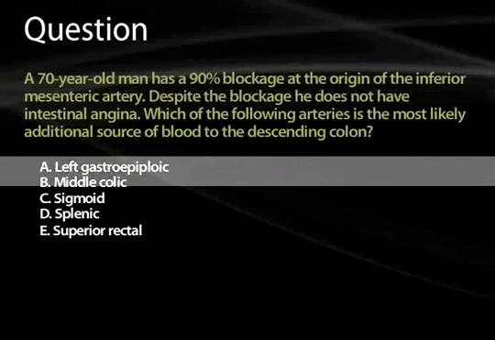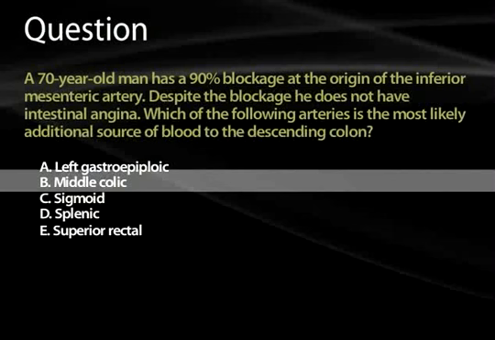You should be thinking of middle colic. The middle colic will connect with the inferior mesenteric via the marginal vessels around the large bowel. In the small bowel, the superior mesenteric is connected to the celiac via the pancreaticoduodenal vessels. And there's an anastomosis around the small bowel, which is called the vascular arcades. We'll see these in a little bit.